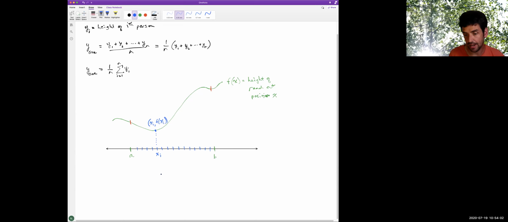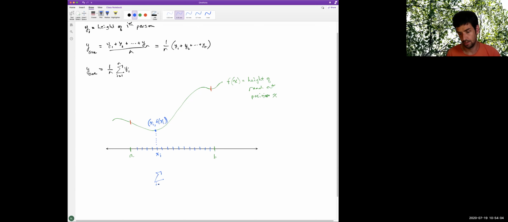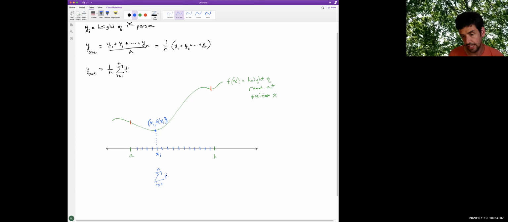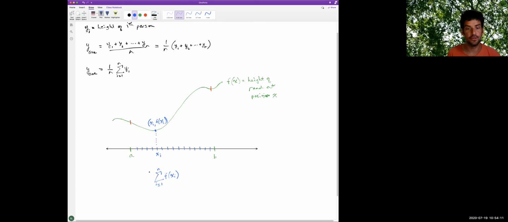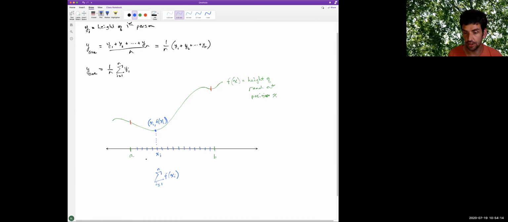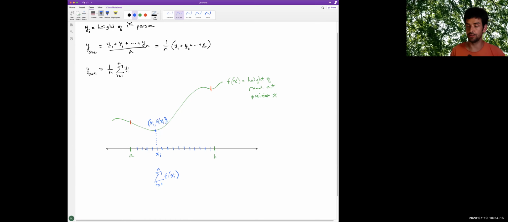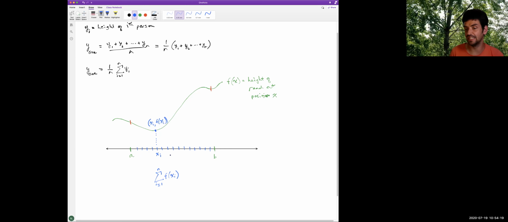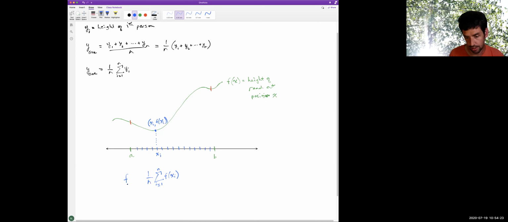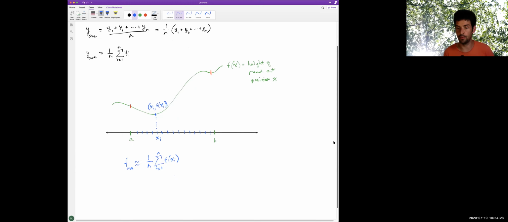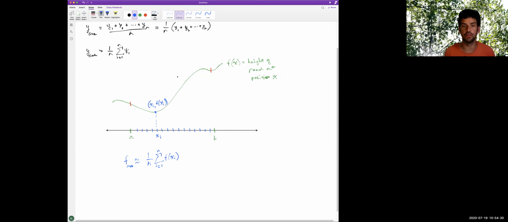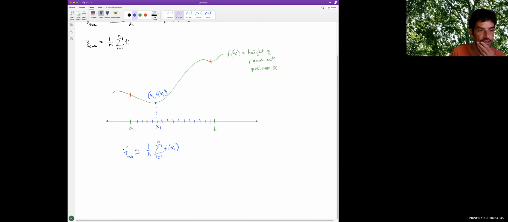I could add up each of those heights and then multiply by, just like we did over here, the reciprocal of the number of places where I measured. So if I got 100 measurements, I would add up all the heights and divide by 100, right? So we're just following very closely what we did up here. Okay, so far so good.